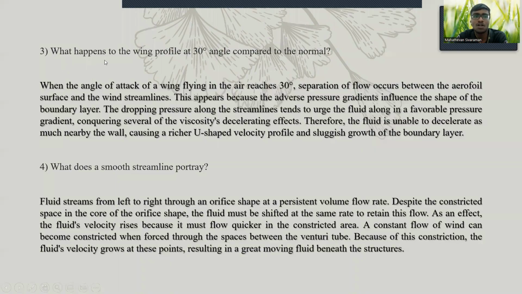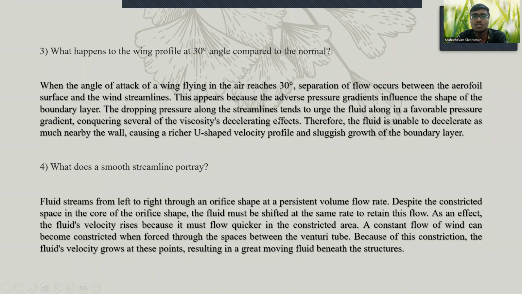The third question: what happens to the wing profile at a 30-degree angle compared to the normal? When the angle of attack of a wing flying in the air reaches 30 degree, separation of flow occurs between the aerofoil surface and the wing streamlines. This appears because adverse pressure gradients influence the shape of the boundary layer.